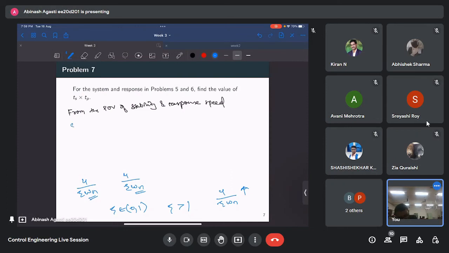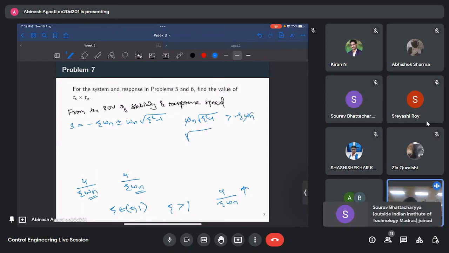if the system is overdamped, then the system roots will be this. Okay, so I want to see if one of the roots, that is one of the poles of the system, will be on the right half plane. When will that happen is if omega n root zeta square minus 1 is greater than zeta omega n, and this happens if zeta square minus 1 is greater than zeta square. Okay, this will never happen, right?